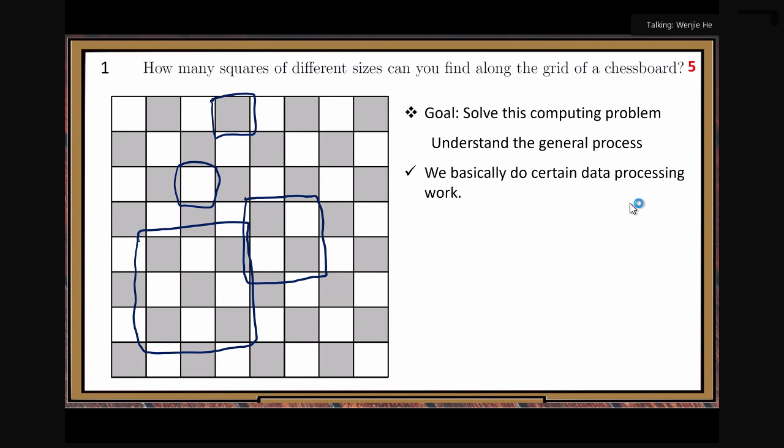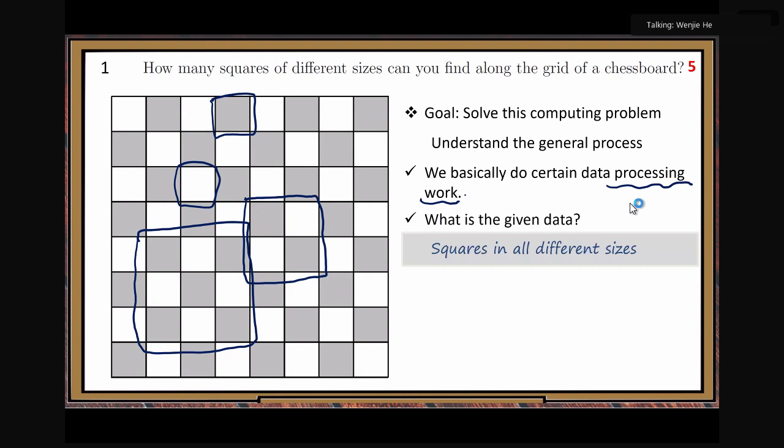Here, we need to do some data processing work. We need to manipulate the data. The phrases I use here, processing and manipulation, are very vague, right? So what do I mean? We need to get more and more details here. What is the given data? Here, squares in all different sizes.